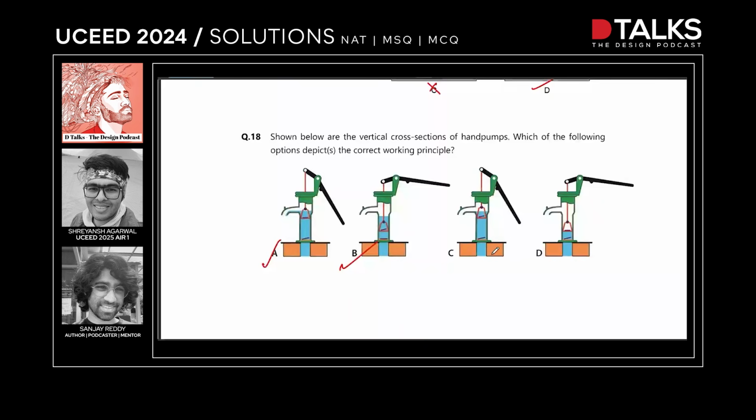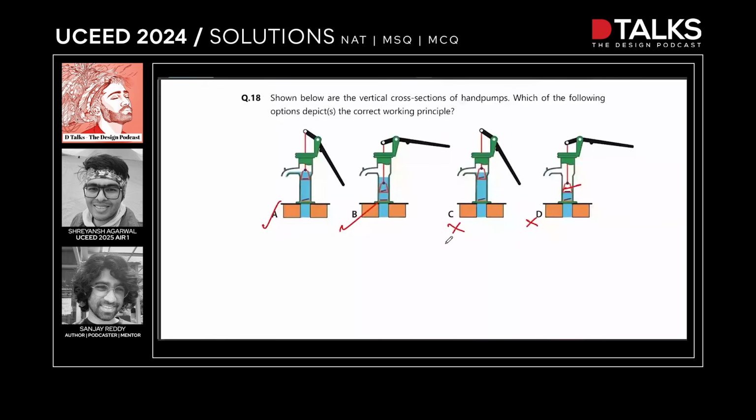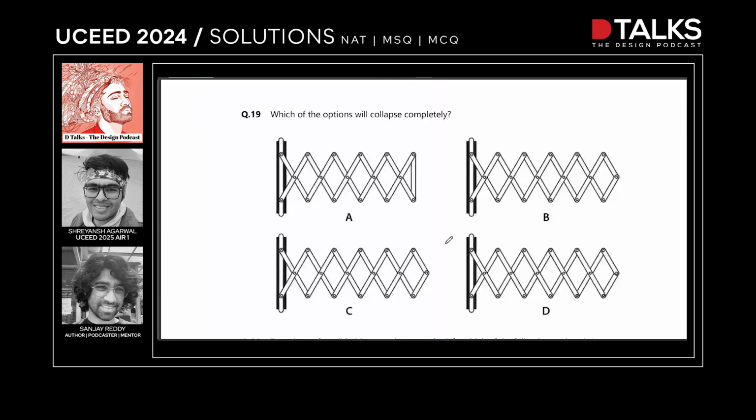C, both of the valves are open. That just can never happen, right? That just means water will not move at all in any direction. And in D, there is just no water above the pulley. So what is it going to bring up? True. So the answer is A and B. Correct. Which of the options will collapse completely?